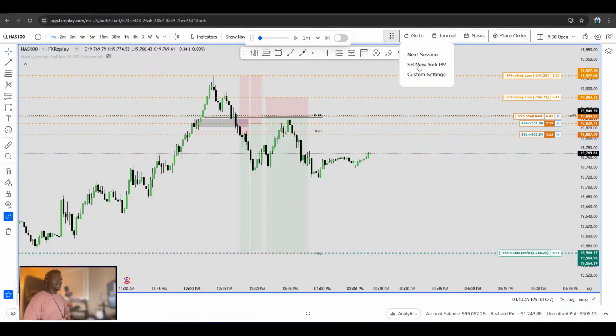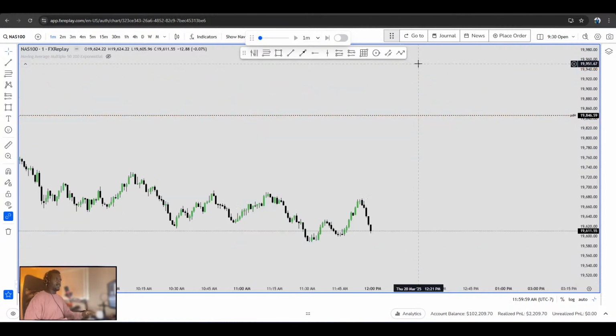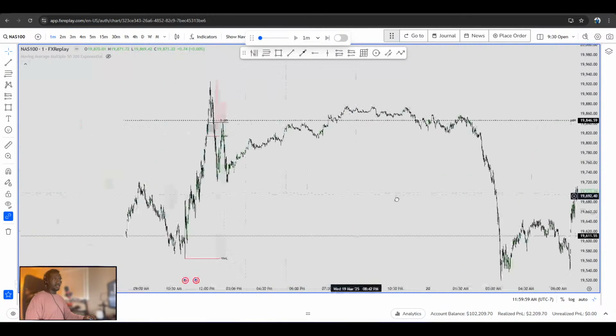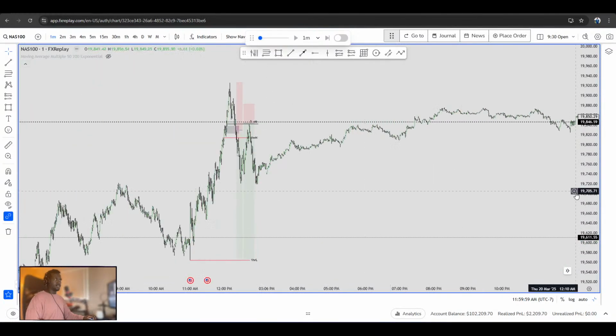Oh, I need to journal that too before we go to the next day. So seems like we made some moolah. Amazing. So it's short.